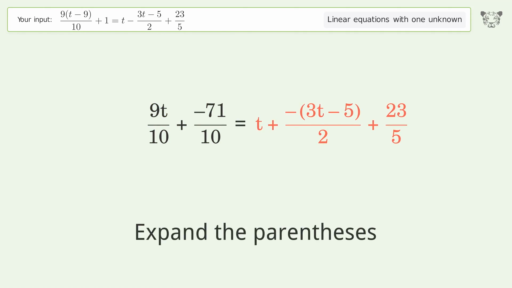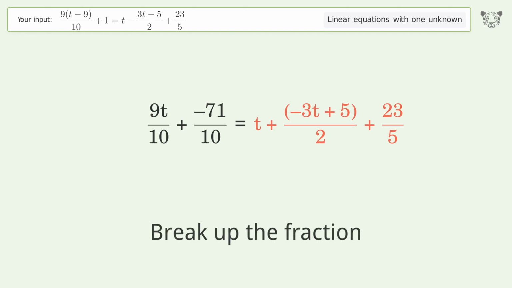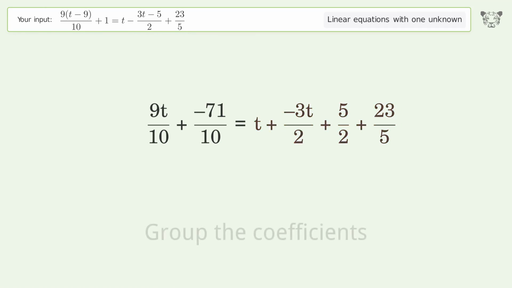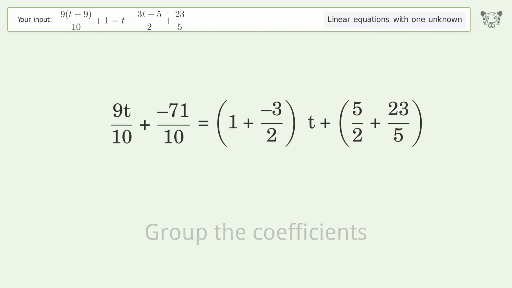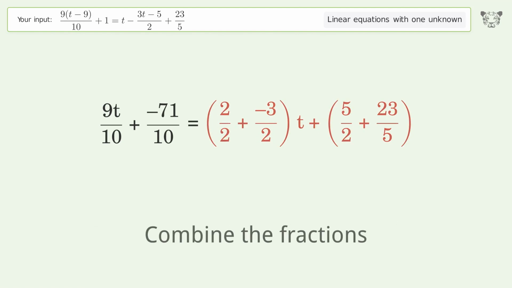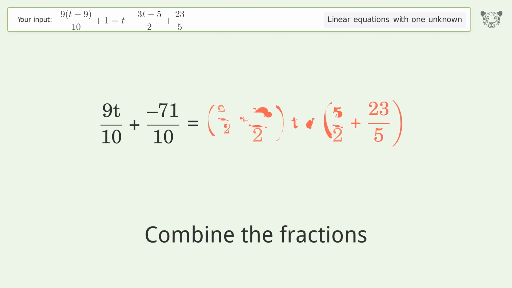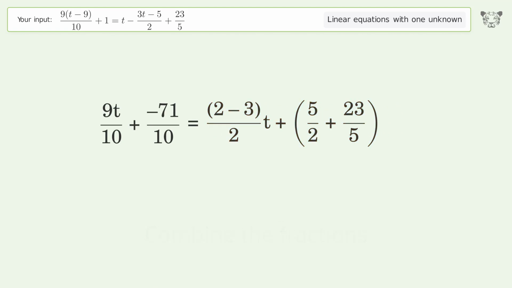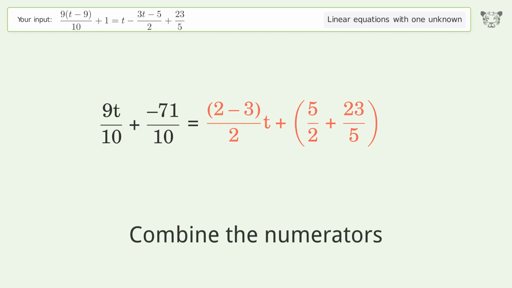Expand the parentheses. Break up the fraction. Group the coefficients. Convert the integer into a fraction. Combine the fractions. Combine the numerators.